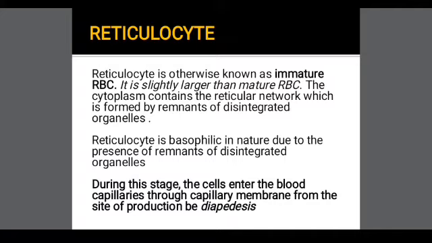During this stage, the cells enter the blood capillaries through the capillary membrane from the site of production. This phenomenon is also known as diapedesis, a very important event during erythropoiesis. The red blood cells move from the bone marrow to the capillary and pass through the capillary membrane into the bloodstream. So this phenomenon is known as diapedesis.